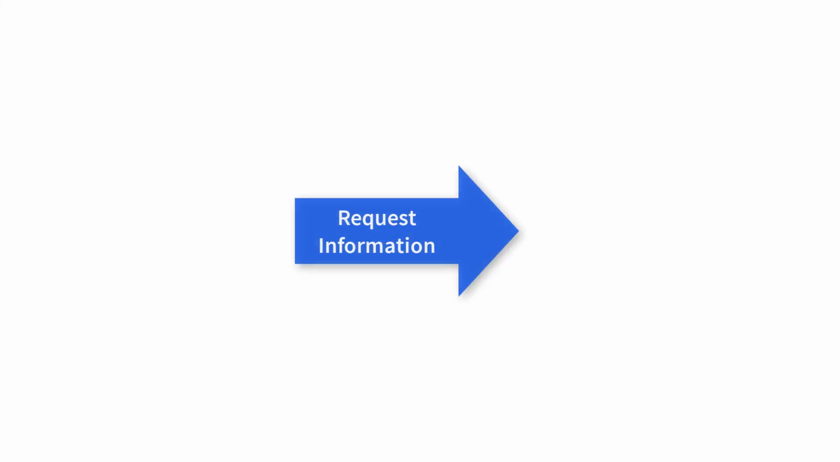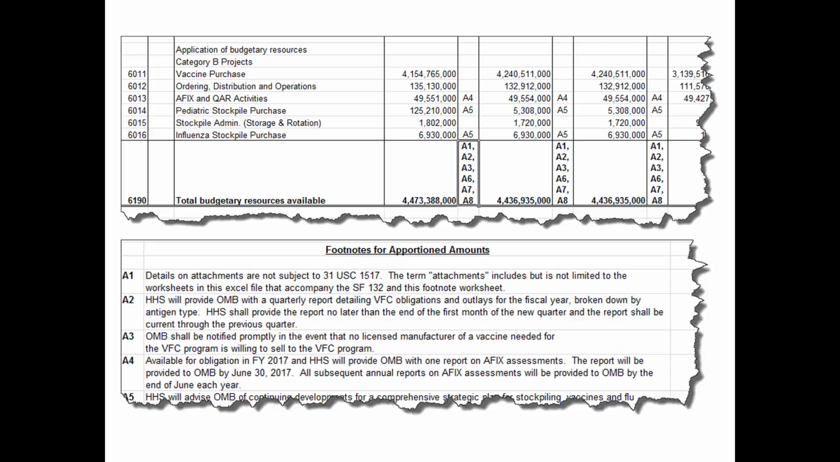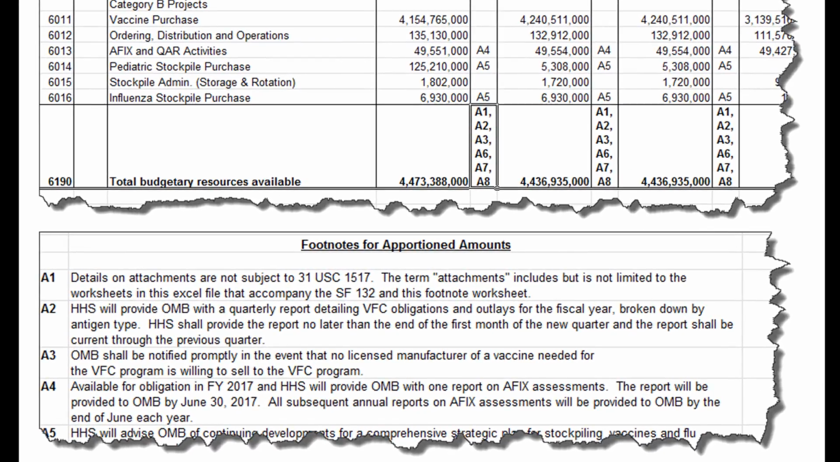Footnotes that request information. The fourth type of footnote is the information request by OMB. In contrast to B footnotes that we may add to apportionments containing information about resources, these information requests usually appear as A footnotes when OMB uses the footnote to ask for a report or for information. The sample on the screen is a footnote on the Vaccines for Children apportionment, asking for a quarterly report on VFC obligations by year and antigen type.